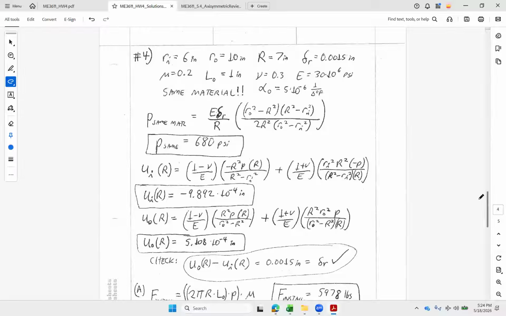So these are both pretty small numbers. They're closer together than we might have seen in other examples because, again, that inner part is a bit thinner than the hub. All right. We check our difference of those two displacements. It does come back to our original interference. So that's how we know we got the pressure correct and we got these two correct.